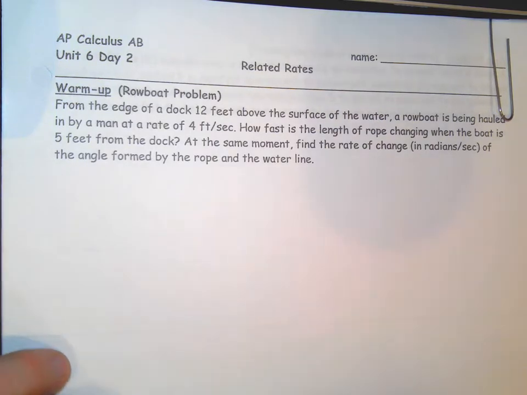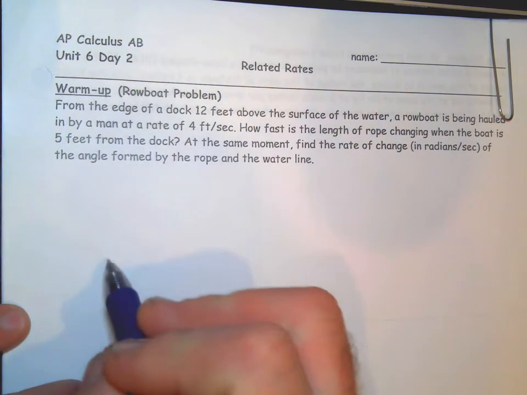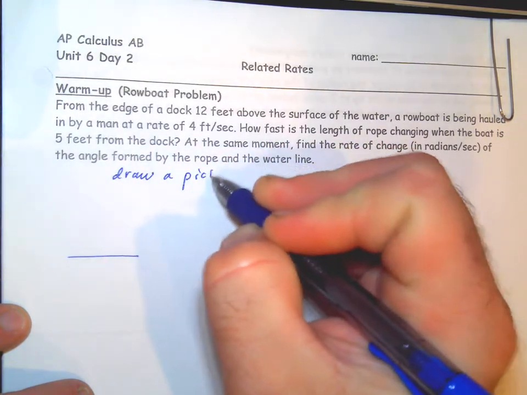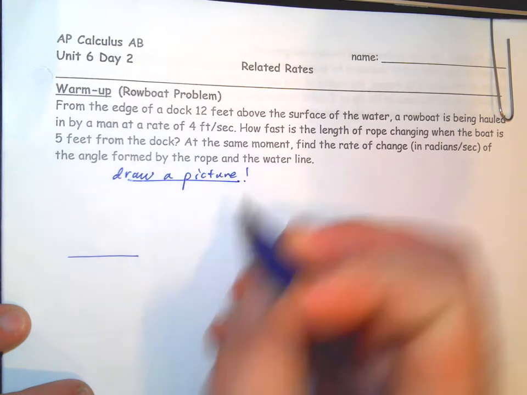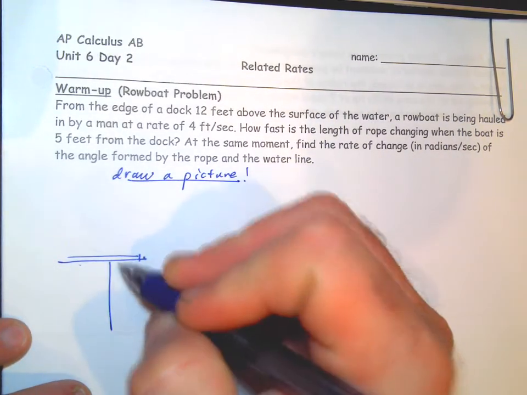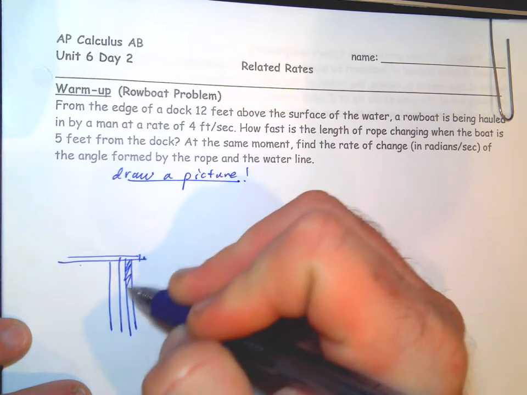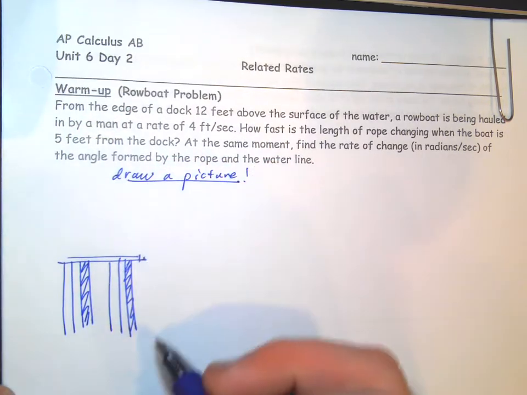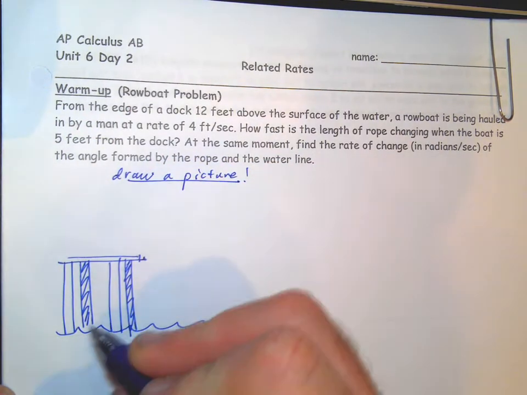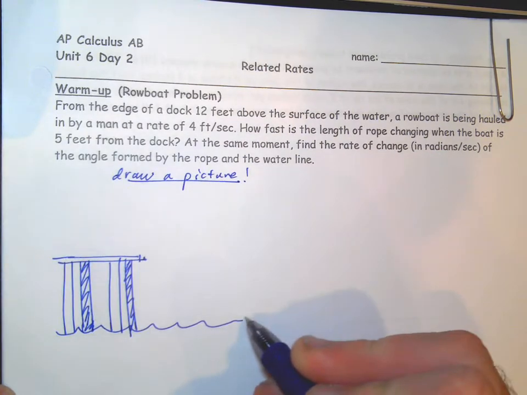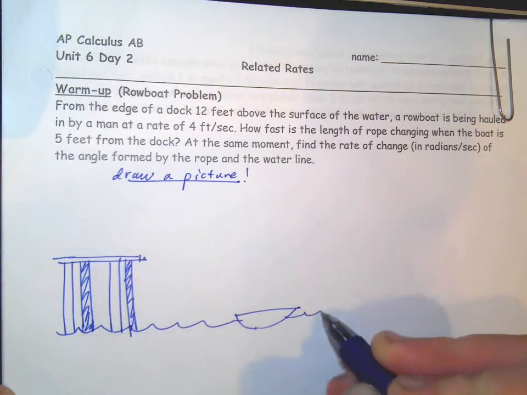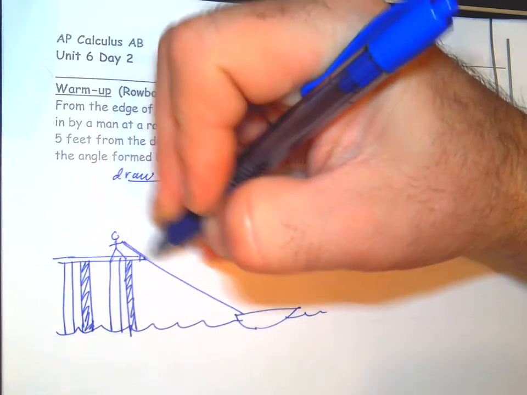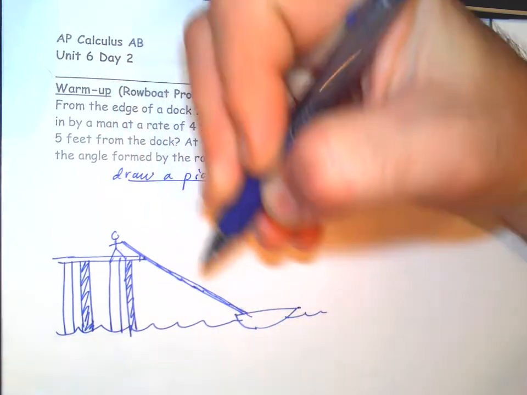So there's a dock, and so this is always going to be the first tip. Draw a picture. So I'll draw a picture. So you have a dock. I don't know how much effort you want to put into drawing it. Maybe if you're avoiding doing your math homework, you might make a more beautiful picture. So here's the water. There's the dock. So we have a boat, and so there's a guy on the dock pulling the boat in with the rope.